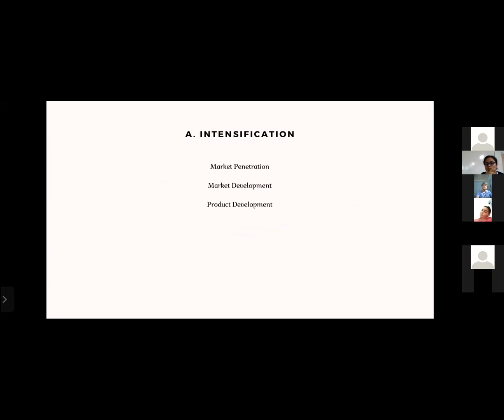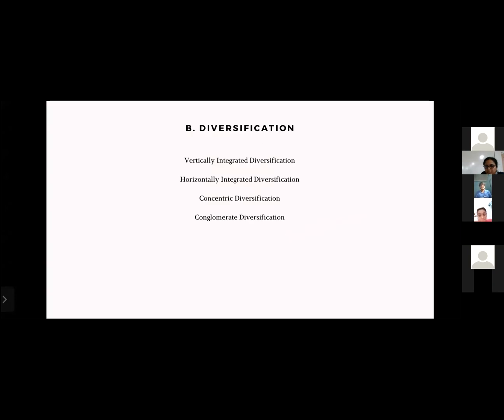First one is intensification, and it is categorized into three parts: market penetration, market development, and product development. Market penetration focuses only on the existing market and the existing product. Market development is the development of the existing market by adding a few more channels of distribution. And the third one is product development, which is modification of the existing product to enhance its capabilities or reach.